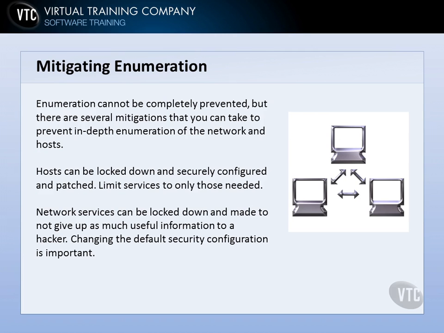Now, you can mitigate enumeration by taking certain steps, and usually those involve configuring the hosts and the network services to be a bit more secure. Host machines can be locked down and securely configured. They can have their configuration files changed. They can use more secure authentication methods, and they can be patched. You only want to have services running on hosts that are only what you need and no more. Also, network services can be locked down and configured securely as well. What you need to look at is changing the default security configuration for any services that are out there running, things like LDAP, SNMP, SMTP, and so forth.